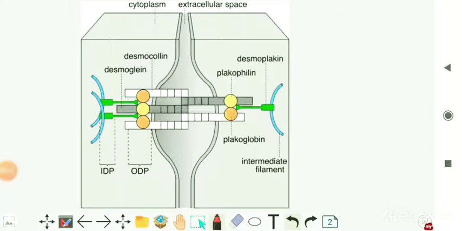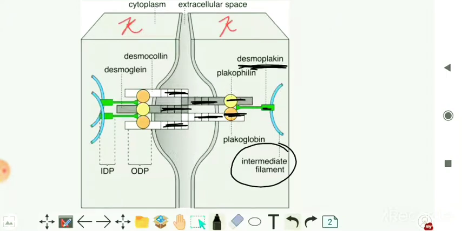Again, let's see the arrangement of desmosomal proteins in this diagram. This is the first keratinocyte and this is another keratinocyte. This black colored protein is desmoglein and this white colored protein is desmocollin. The desmoglein and desmocollin is attached to plakophilin and plakoglobin. Then plakophilin and plakoglobin is further attached to desmoplakin, and then desmoplakin is further attached to intermediate filaments.